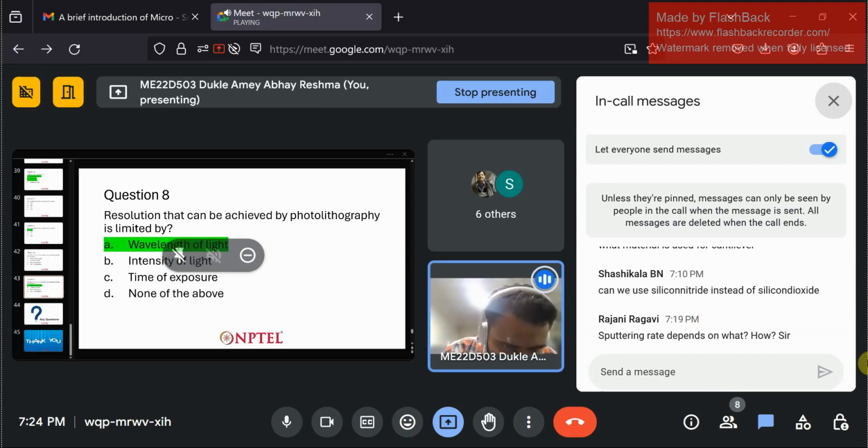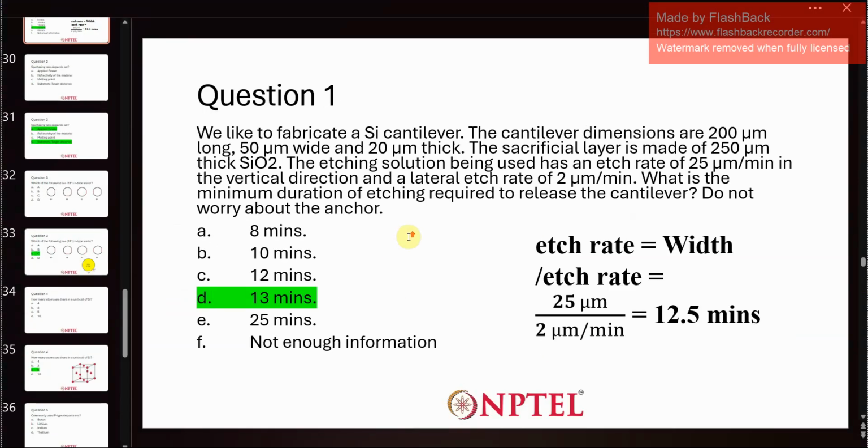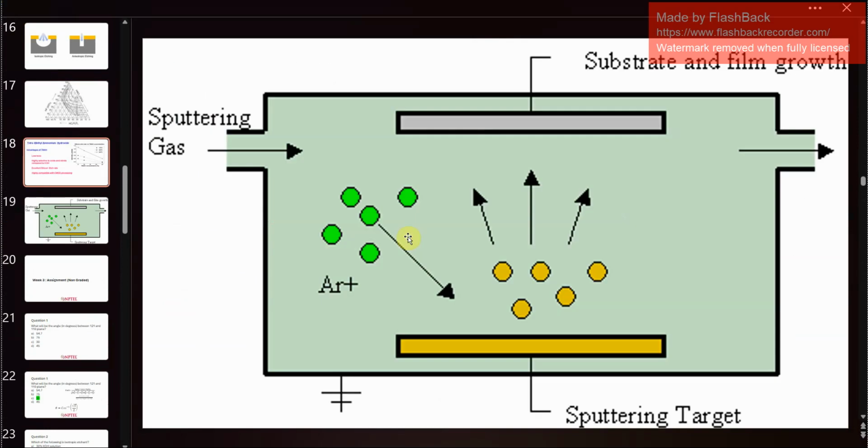Okay, so Rajni Ragvi asks, sputtering rate depends on what? Okay, so I'll just go to the sputtering process slide. Basically, we are getting the sputter gas, which is argon. Argon is accelerated towards a target. The sputtering target may be gold or any other material which you want to coat on the substrate. So you accelerate argon to the sputtering target.